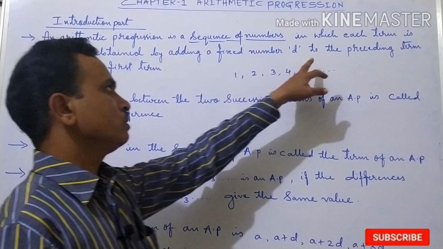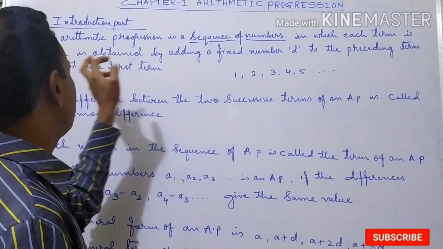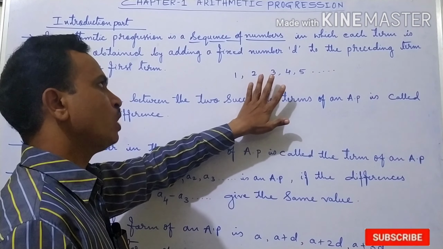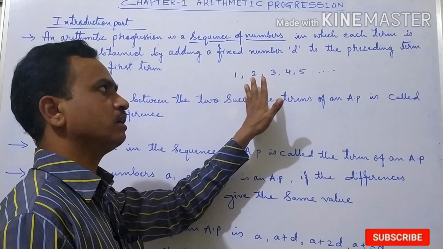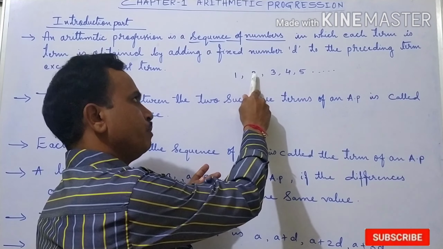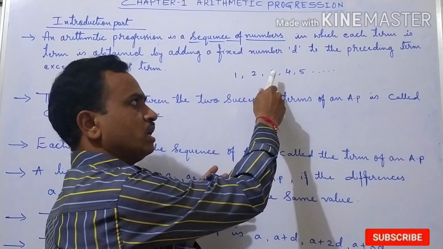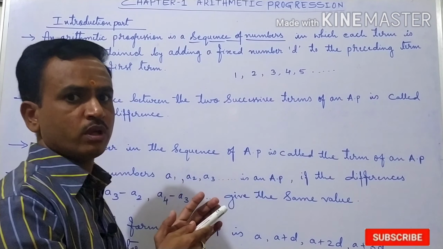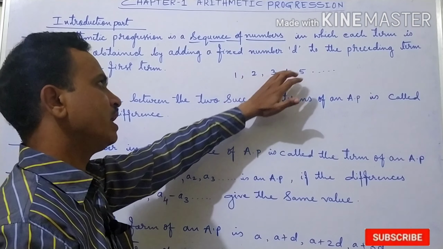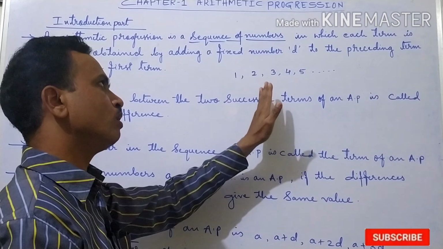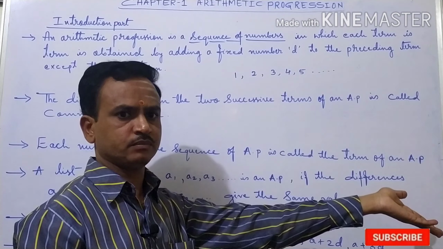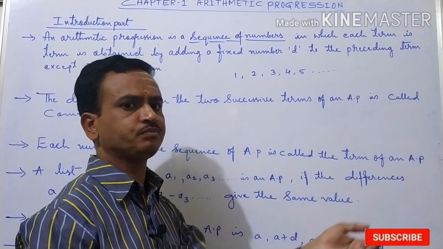So to the preceding term, except the first term, we add the fixed number. So 1 plus 1 becomes 2, again 2 plus 1 becomes 3, 3 plus 1 becomes 4. Except the first term, we can add a constant number to the preceding terms to get the succeeding terms, to get the next terms.